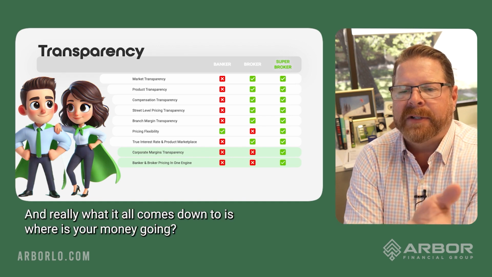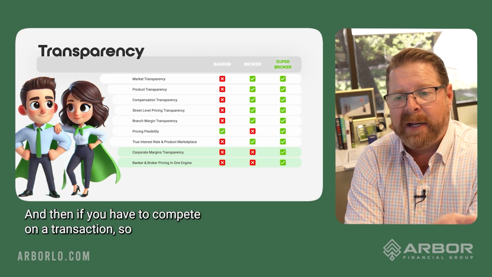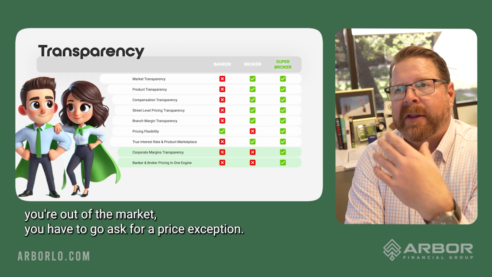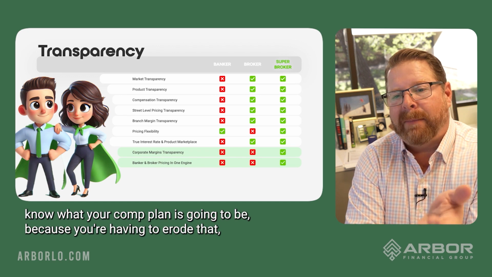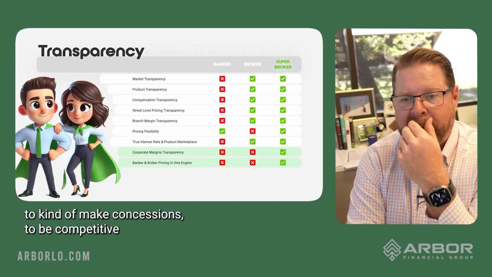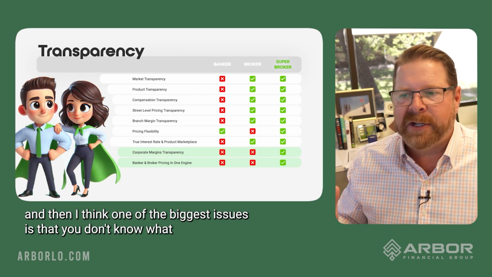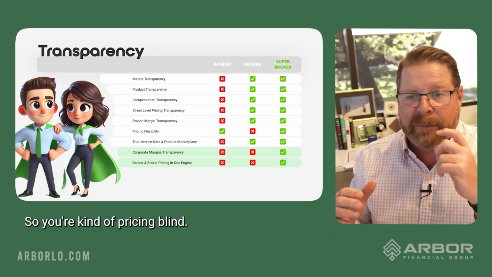And really what it all comes down to is, where is your money going, right? And if you have to compete on a transaction, so you're out of the market and you have to ask for a price exception, you don't necessarily know what your comp plan is going to be, because you're having to erode that to make concessions to be competitive. And one of the biggest issues is that you don't know what the street level price is. So you're kind of pricing blind.